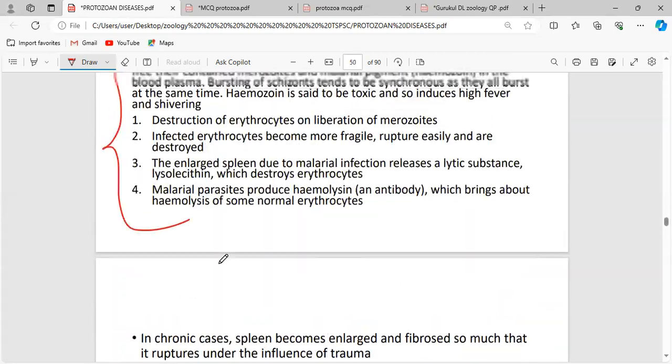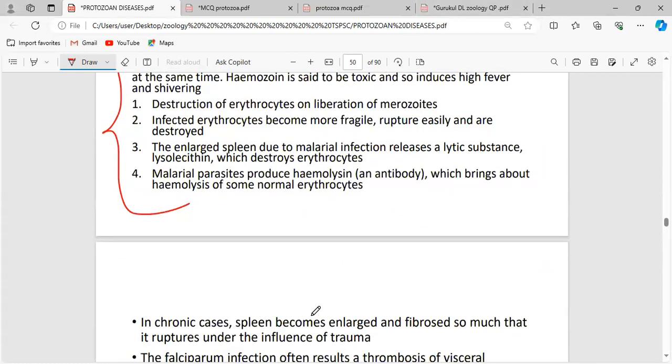Malaria has been completed. Any doubts? You can ask me if there are any doubts. Anjaneyulu, any doubts? Lalita, doubts? Okay, if you have no doubts, let us move on.